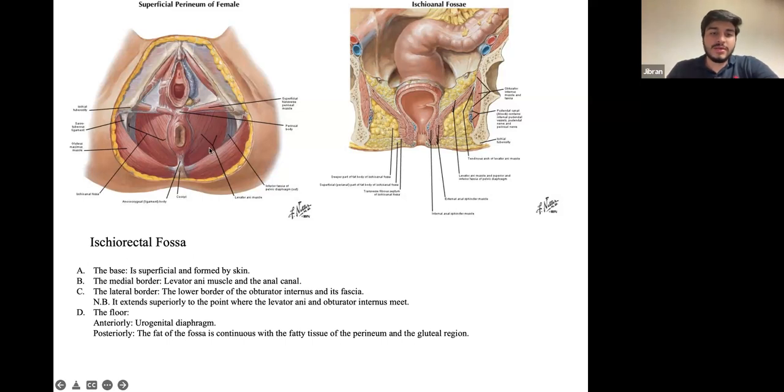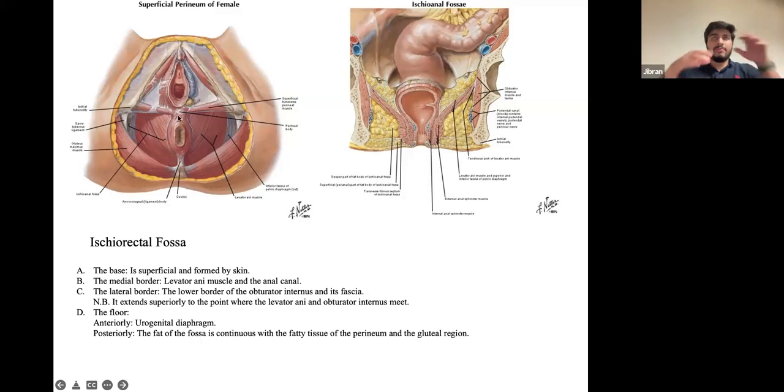If you see here, you can see this fossa kind of area on each side of the anus. This is the ischiorectal or the ischioanal fossa. Why does this exist? Well, it contains subcutaneous tissue and fat, and it allows for the expansion of the anus during defecation.